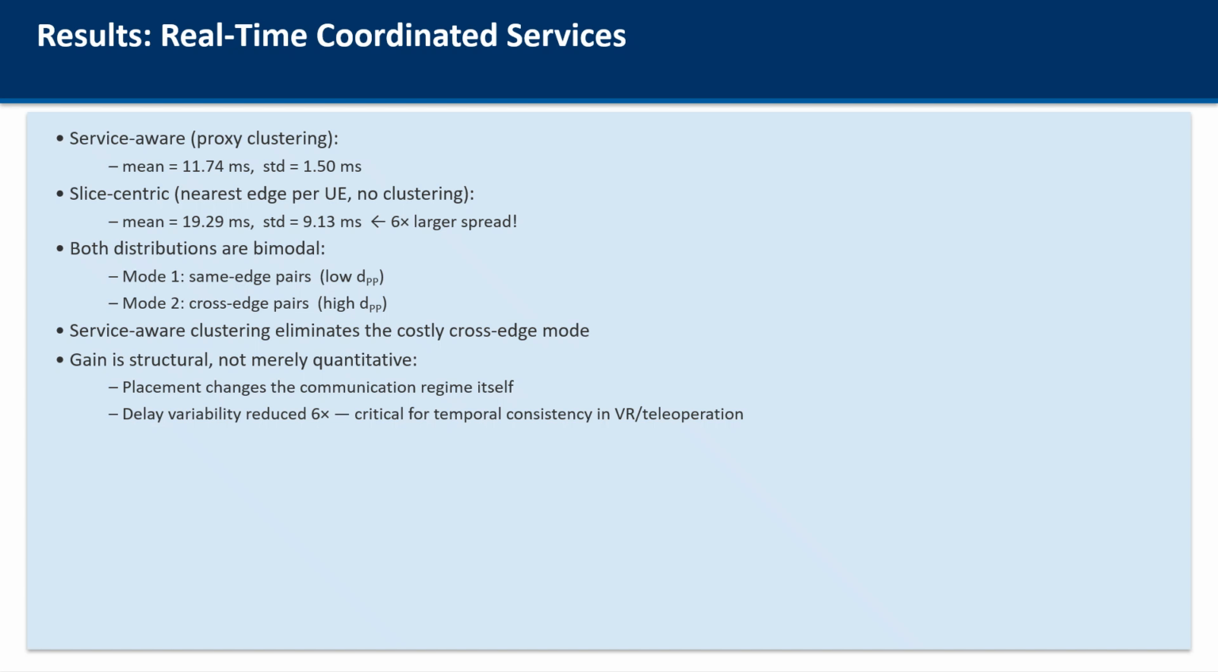The gain here is structural. It is not just about reducing an average number. Placement fundamentally changes the communication regime, and for services like teleoperation or collaborative VR, this reduction in variability may be more important than the reduction in mean delay.